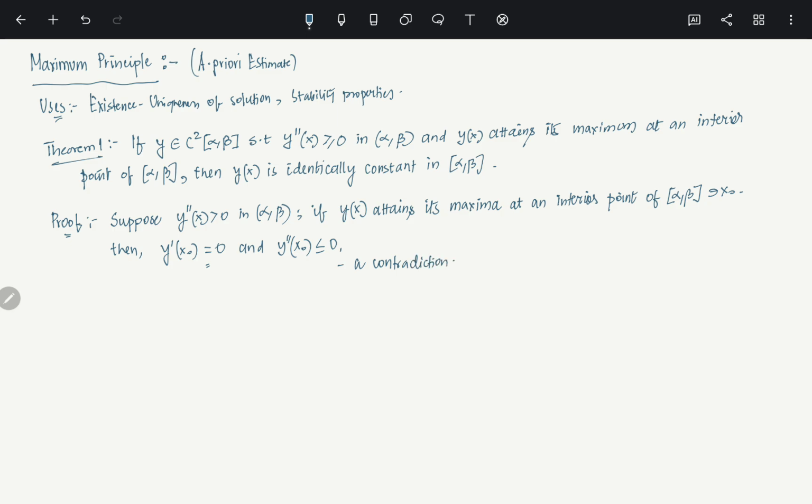Hence, what can we say? Thus, if y double prime of x is positive in alpha beta, then the function cannot attain its maxima at an interior point of alpha beta.